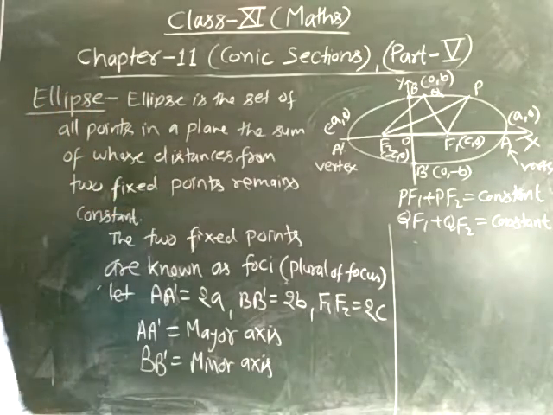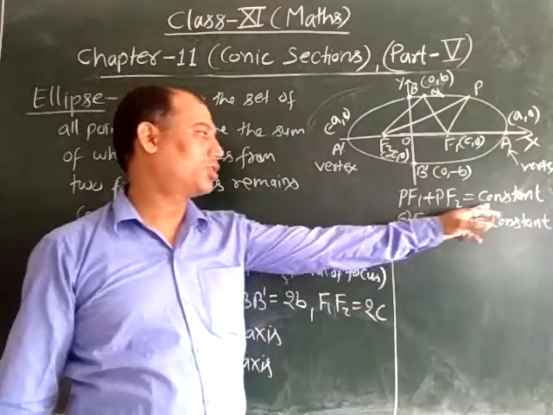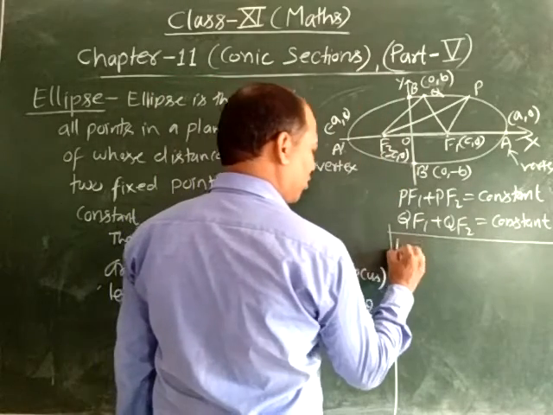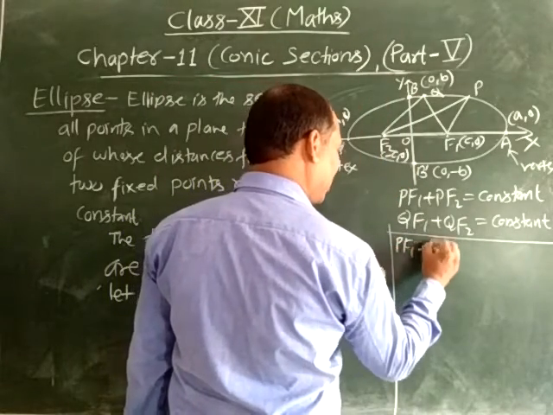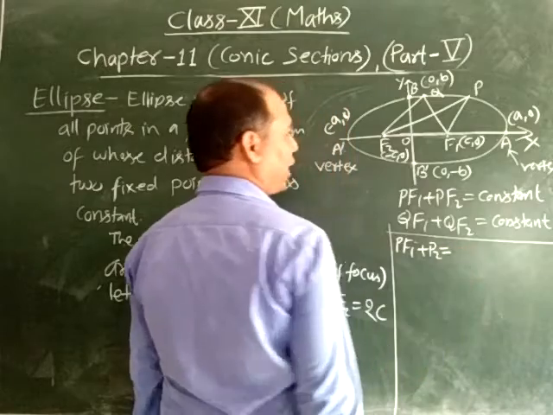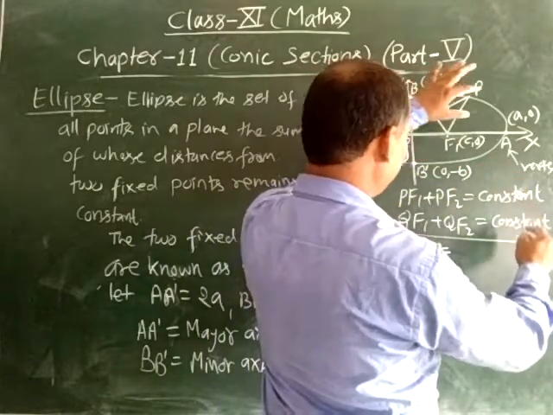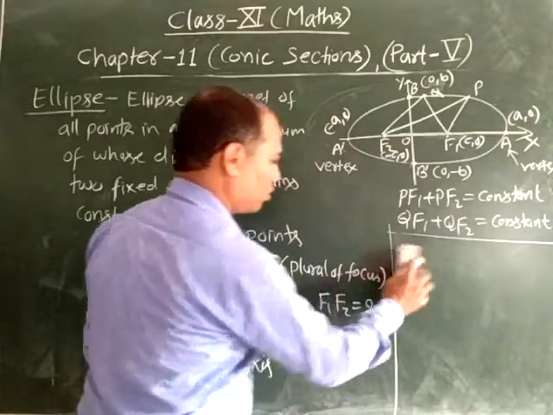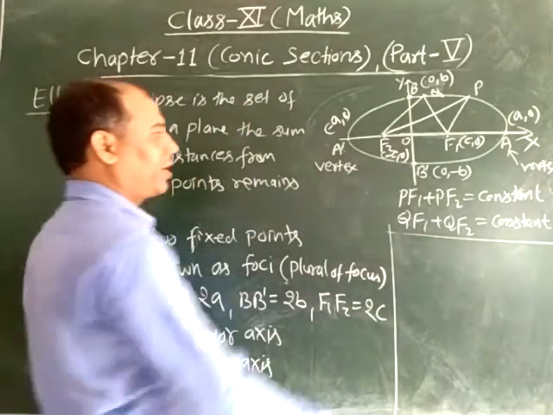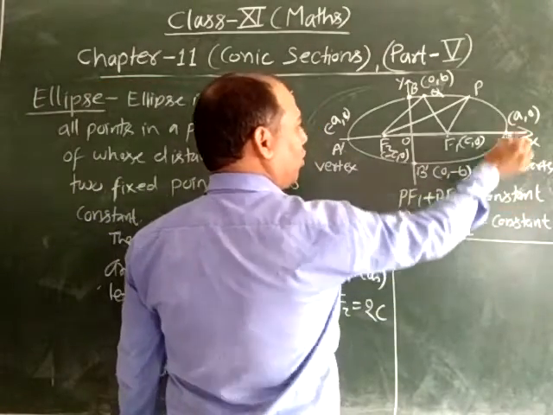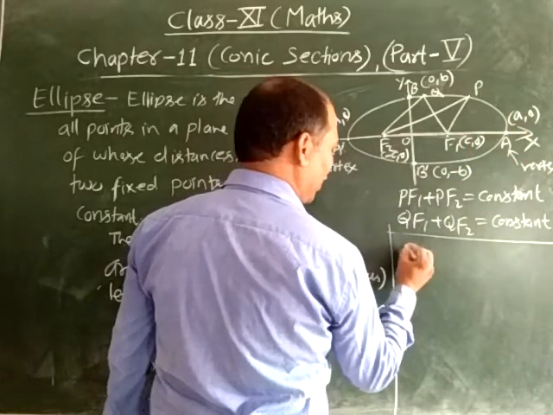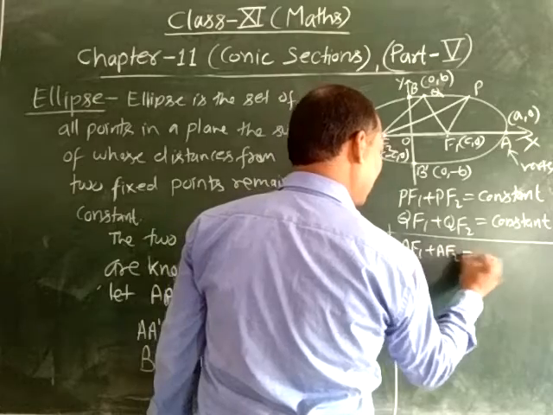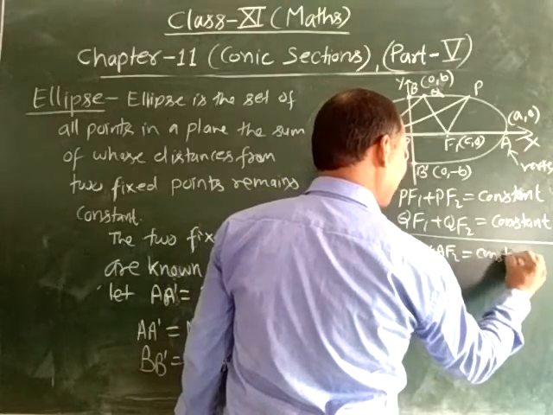Now let us know what is the value of this constant. For this PF1 plus PF2, if we take point A on the ellipse, then we can write AF1 plus AF2 is equal to constant.